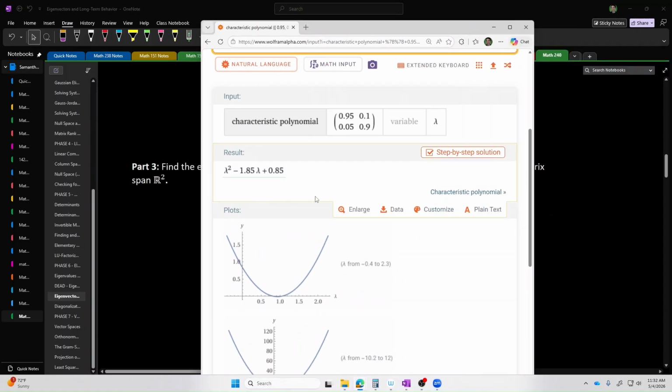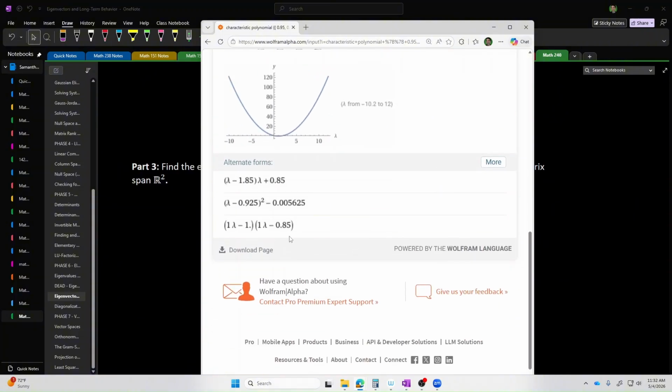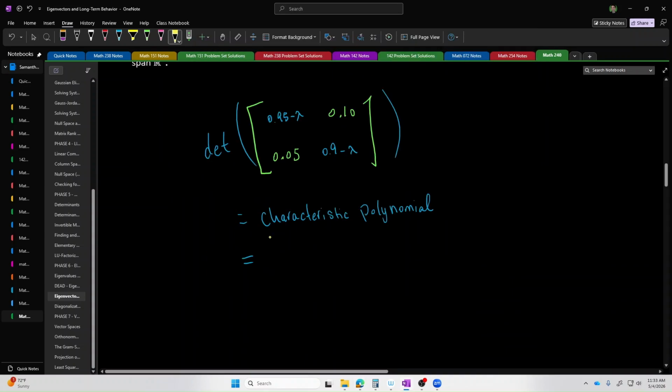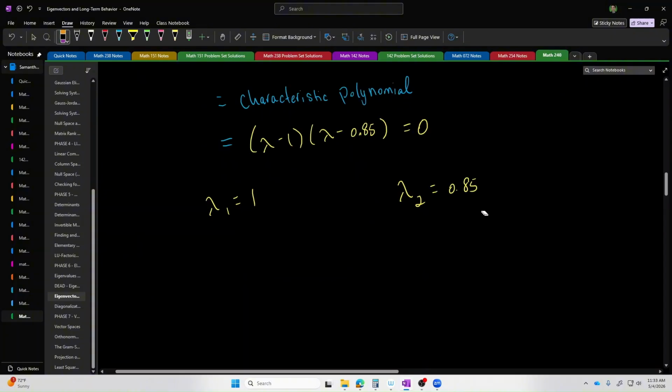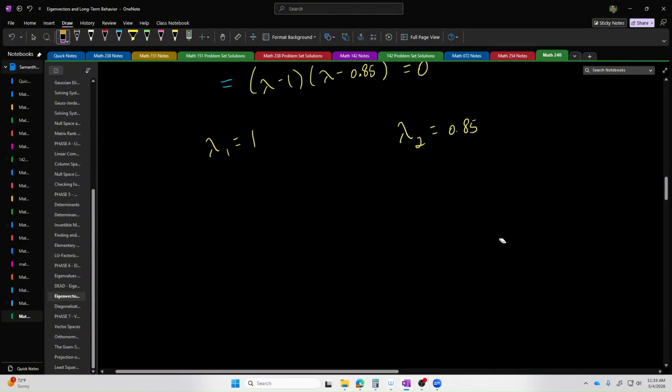Okay, according to Wolfram Alpha, the characteristic polynomial of our matrix is lambda squared minus 1.85 lambda plus 0.85. And down below, under alternate forms, you can see this factored as (lambda minus 1)(lambda minus 0.85). So let's write down the factored form. Now that we found the two eigenvalues of the matrix, let's find their associated eigenvectors.